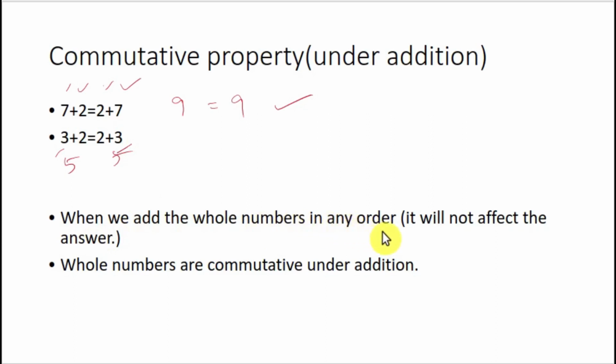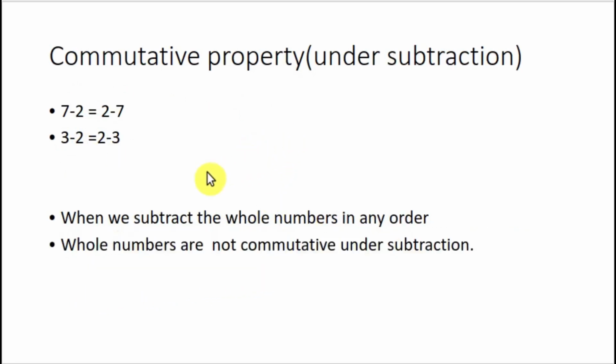So when we add whole numbers in any order, we get the same answer. So we conclude that the whole numbers are commutative under addition.